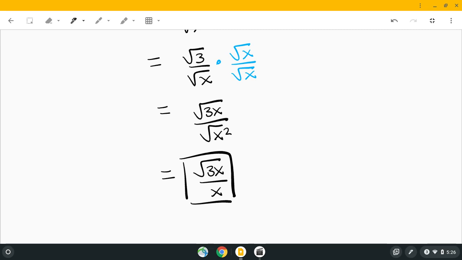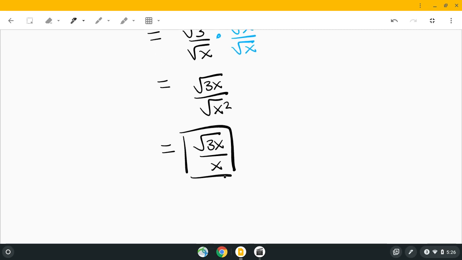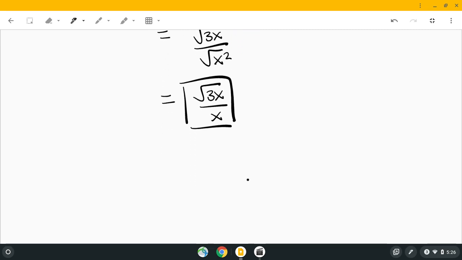All right, so that's how you take care of your denominators if you have radicals in your denominators. Okay, let's take a look at adding and subtracting.